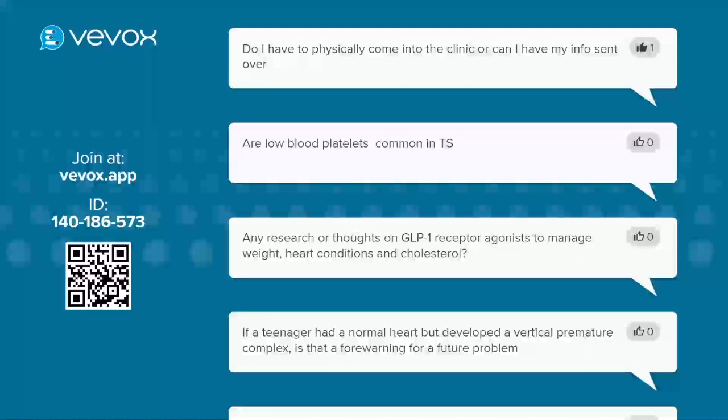So one of the things that we'll be looking at in future surveys is how many of you are taking these medications and if you've had any side effects, because we think that's important to get out to the community. And so please contribute to research in that way.